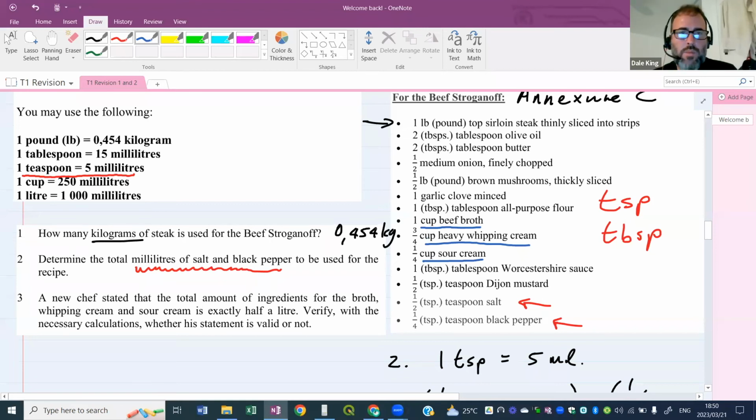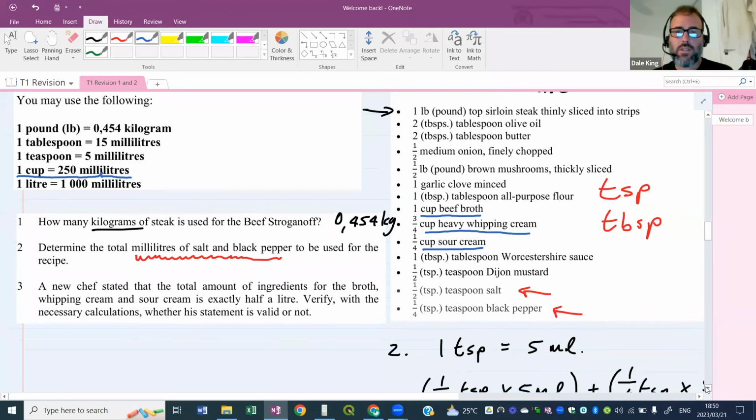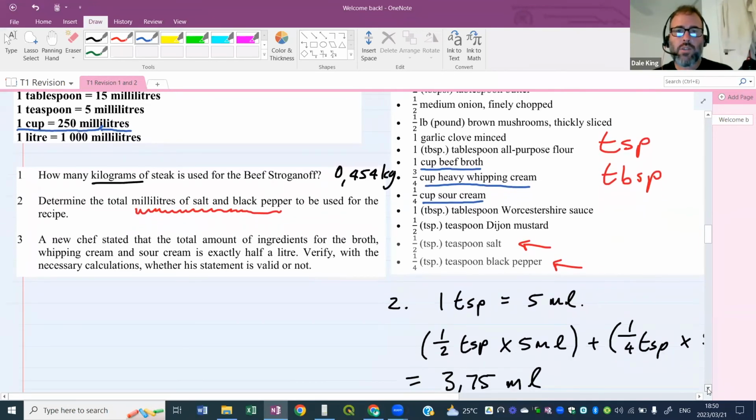So we've got cups here, and we need to go to liters. The question wants to verify liters. So we're going to have to use this conversion, which says 1 cup is 250 milliliters. We're going to convert all our cups into milliliters, add them all up, and see if it comes to half a liter or not. I'm going to give you guys 2 minutes to do that, and then we're going to check our answer. Last one for the night.